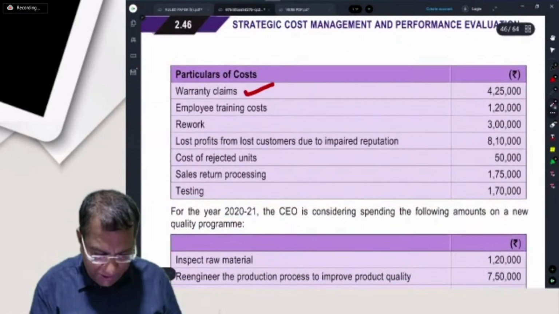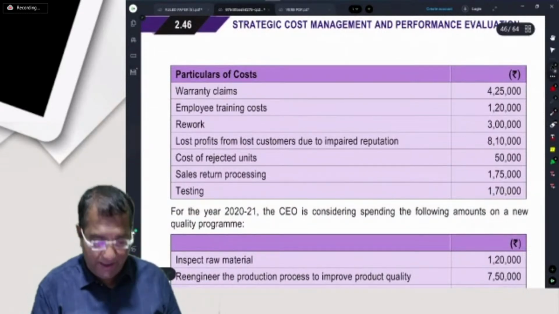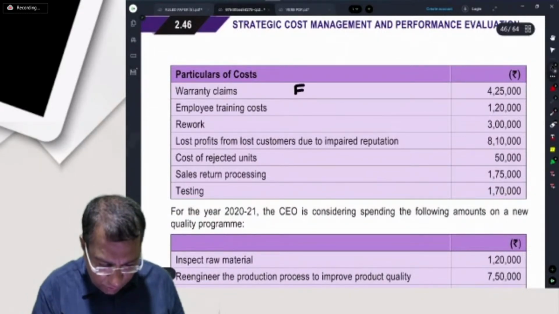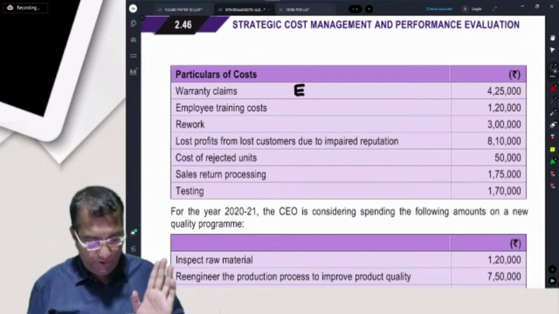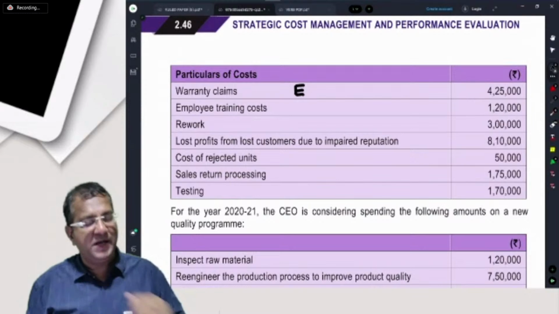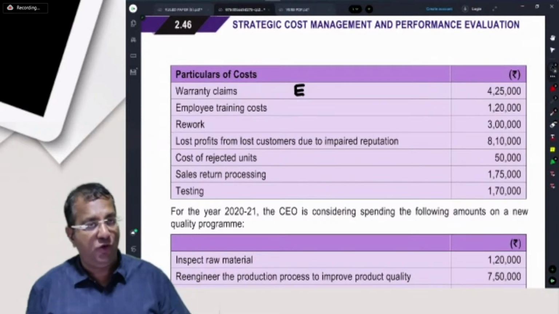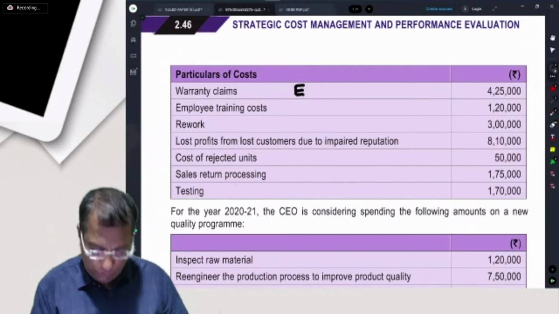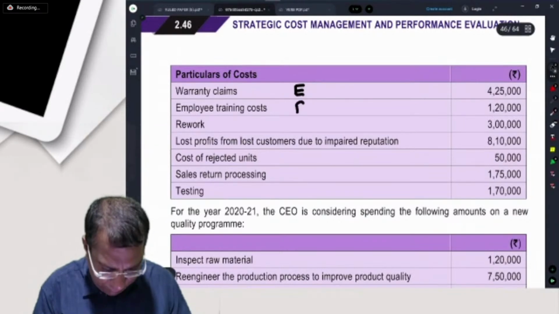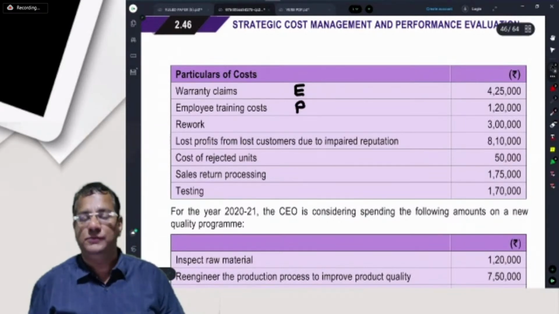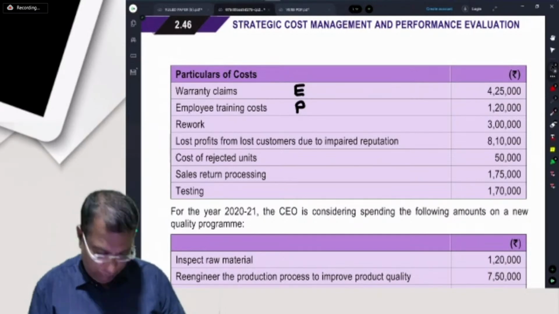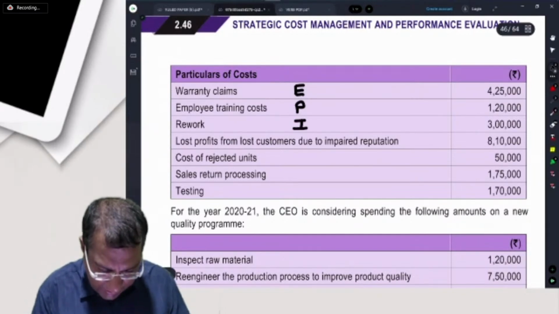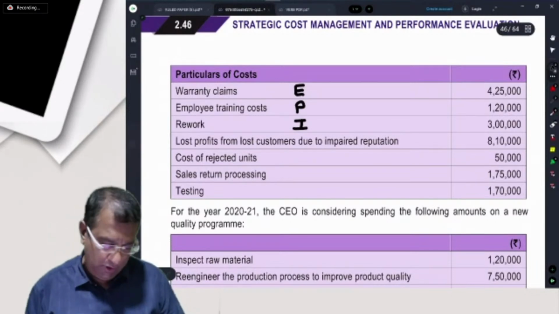Tell me, beta, warranty cost will be classified in external failure cost. Correct? Warranty cost, external failure cost. Employee training cost, tell me where will it be classified? Employee training cost. Very good. It will be classified under prevention cost. Rework cost. Very good. It will be classified under internal failure cost.